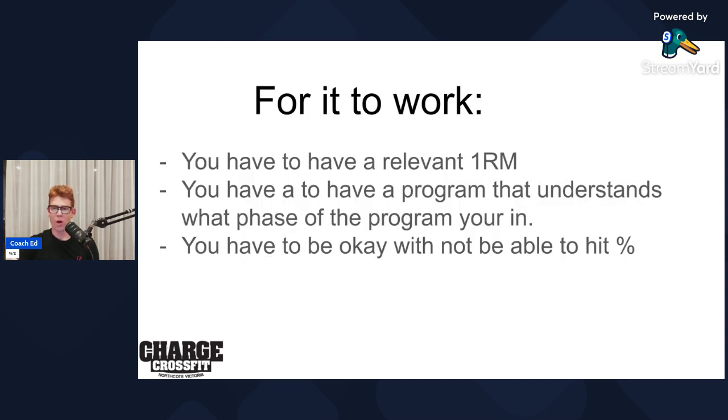For this system to make any sense at all, and for you to prescribe percentages, you have to have a relevant 1RM. First of all, you have to have a 1RM. So you have to have tested what your 1RM is. You can theorize a 1RM, but it's better if you have a real 1RM. And it has to be relevant.